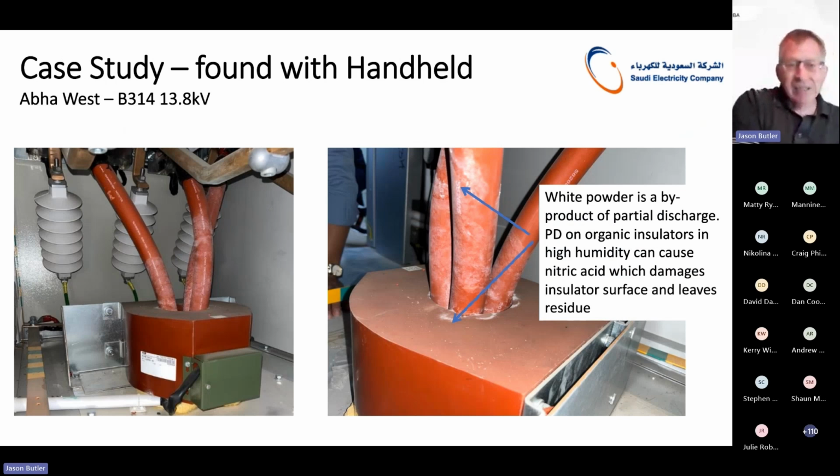And here's things that we find, so you don't do this intrusively. You can do a substation in around about half an hour, really. If you want to do it in a bit more depth, about an hour. And then if you find something, then you can concentrate on that area. But here you go. You can see when we've found things, you open up and you find that the nitric acid from the PD has damaged the insulator and leaves the residue. It then points you even closer to where you need your engineering effort to go.